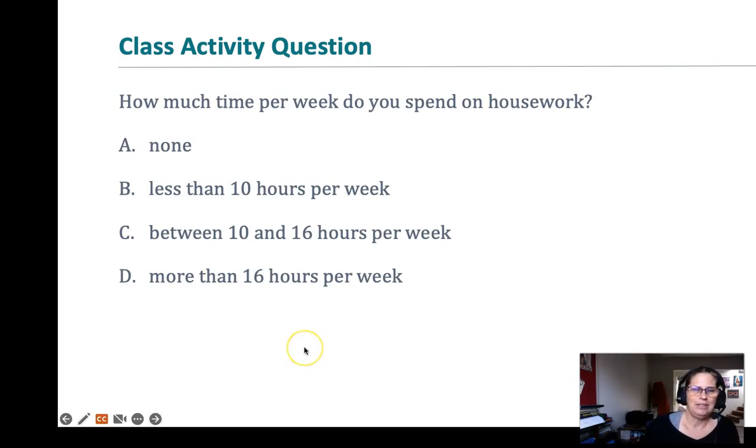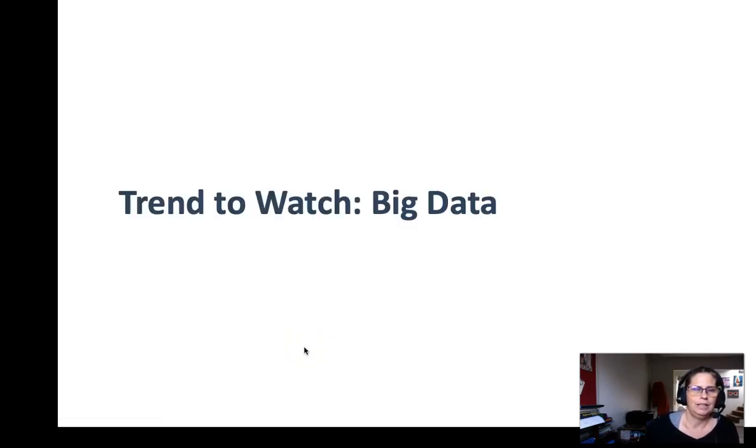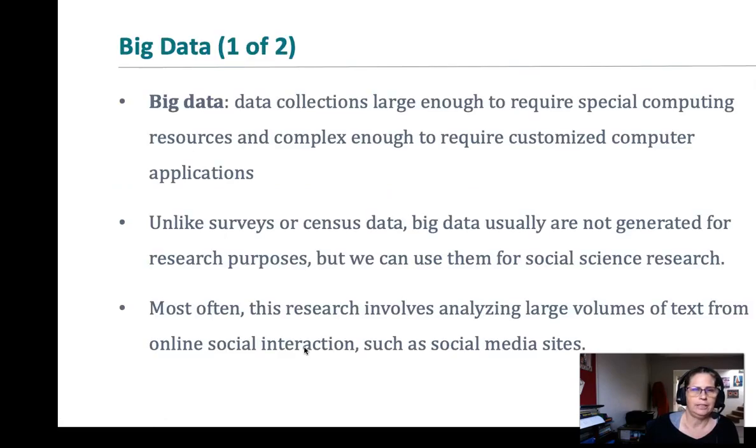16 hours a week. Wow, it's a lot. Trend to watch, the big data. So big data, right? Who's collecting your information? When you click on that ad, when you follow that person on YouTube, right? Somebody's collecting your information. And this is a big dilemma right now.